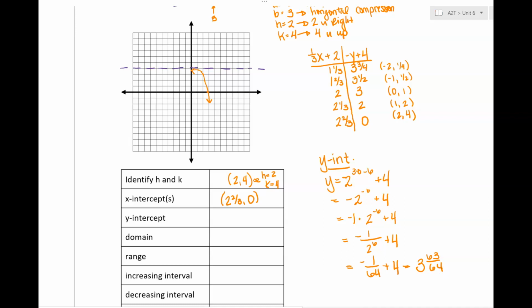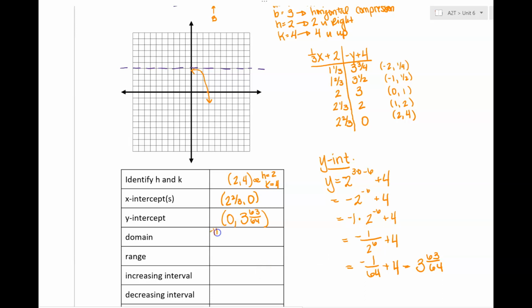I know some of you watching the video are like, hello. Hey, have a little patience, all right? So write it as a coordinate, please. So we get 0 and then 3, 63 64ths. Always write it as a coordinate. Nice job though, you guys.